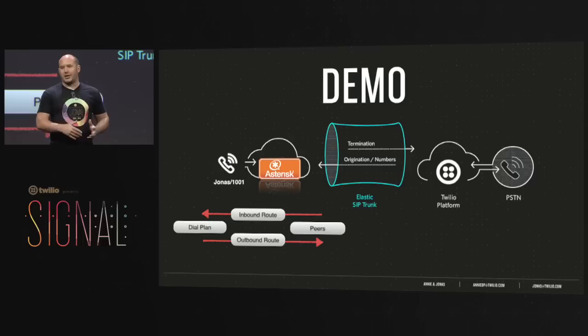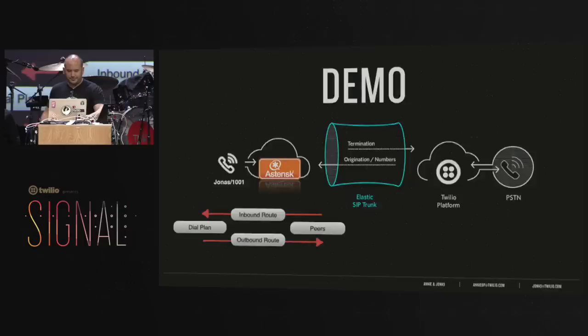So at the end of this demo, hopefully, when I tried earlier this morning, I didn't get it to work, but we'll get it to work now. We're going to create a trunk. We're going to make sure that I can dial Annie's cell phone, and we're going to later on make sure we can dial the opposite direction as well. Make sense? All right, let's see if we can make that happen. So the first thing we're going to do is create a trunk.